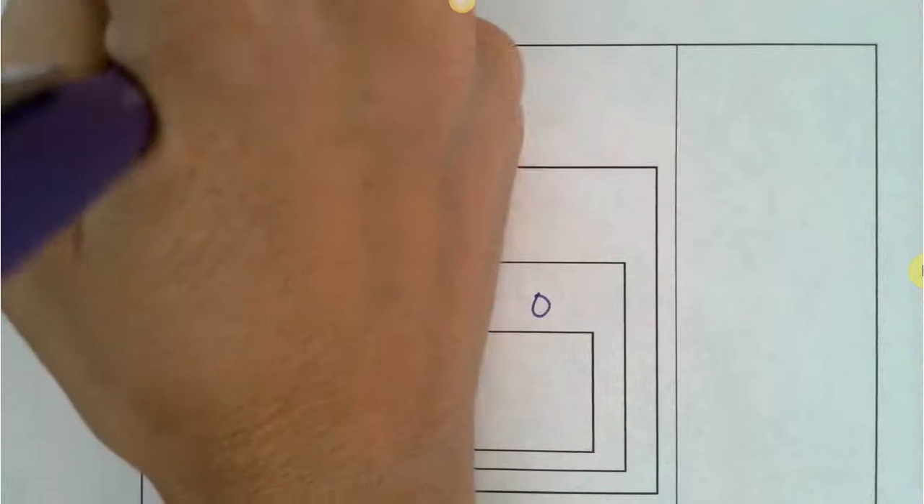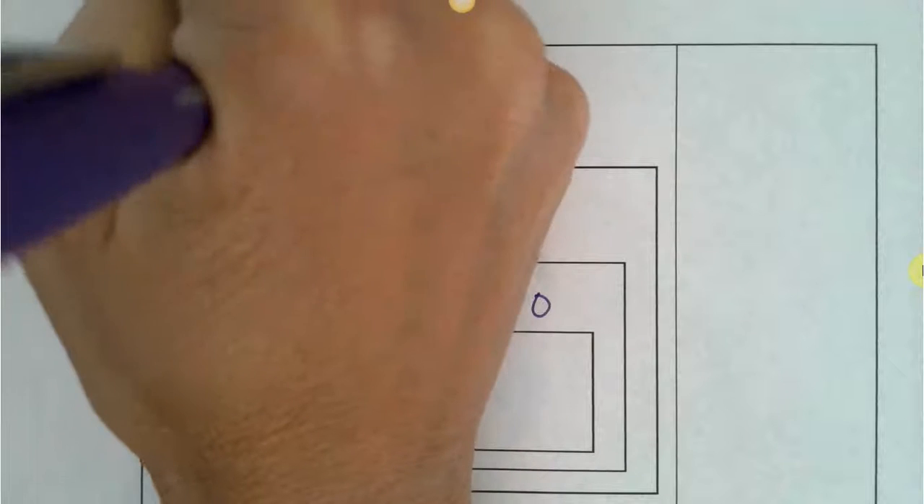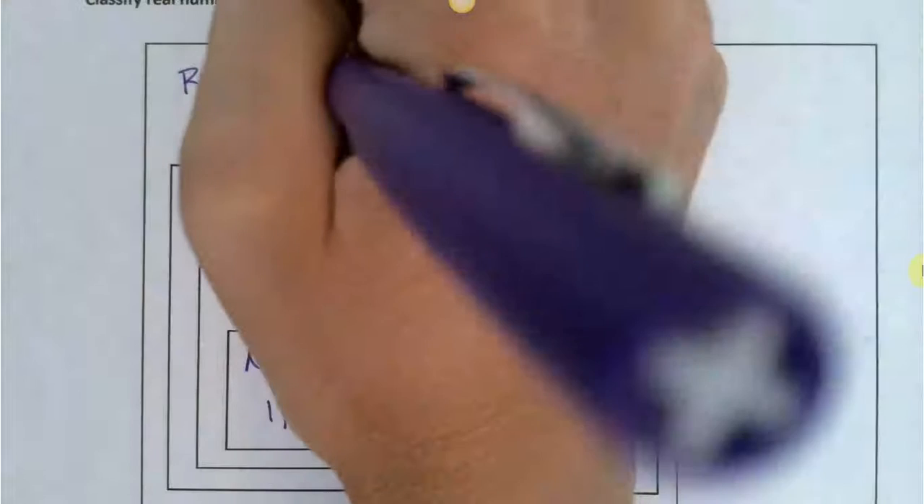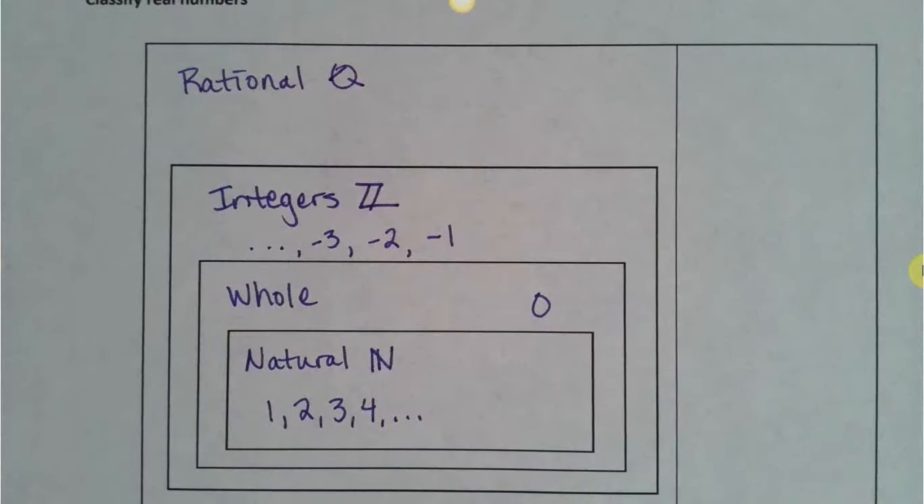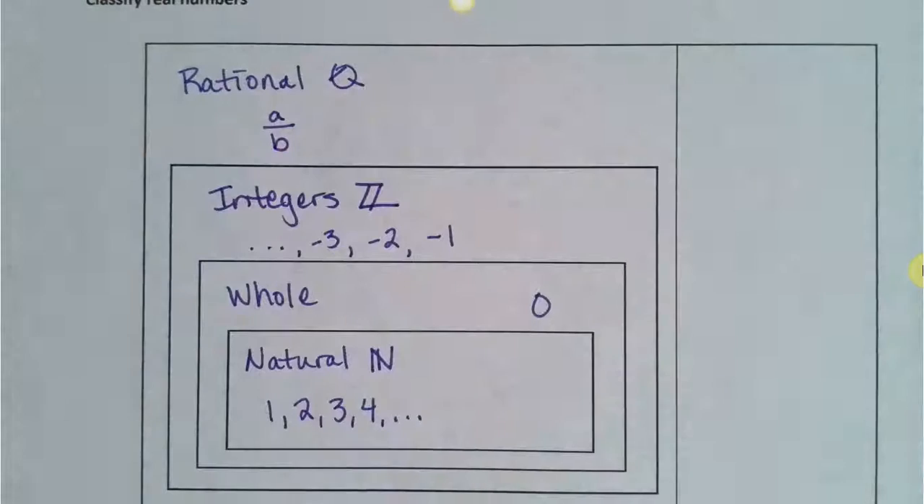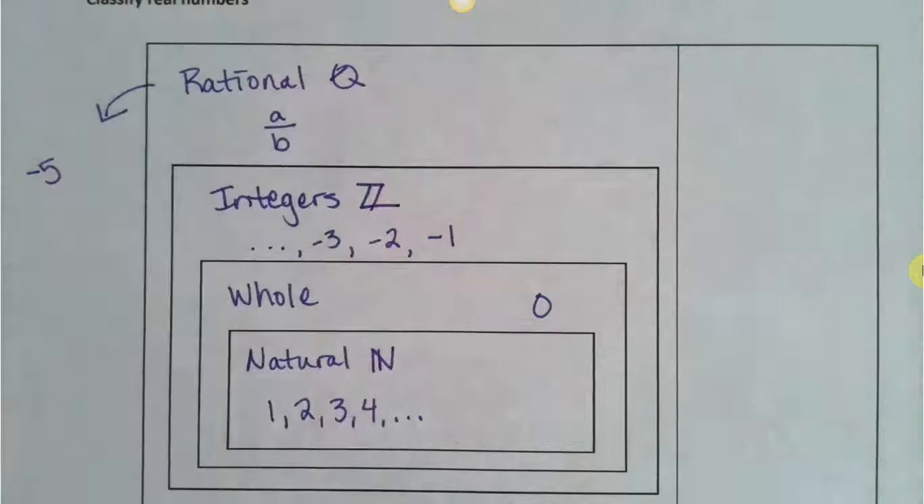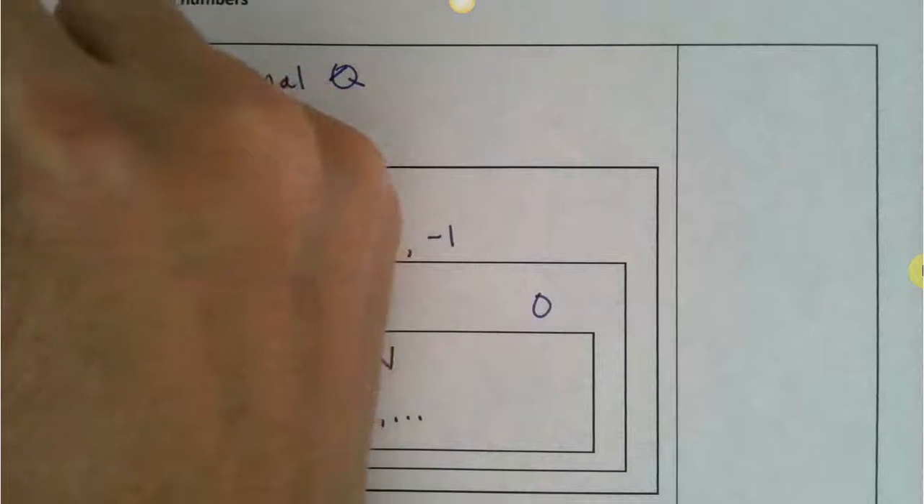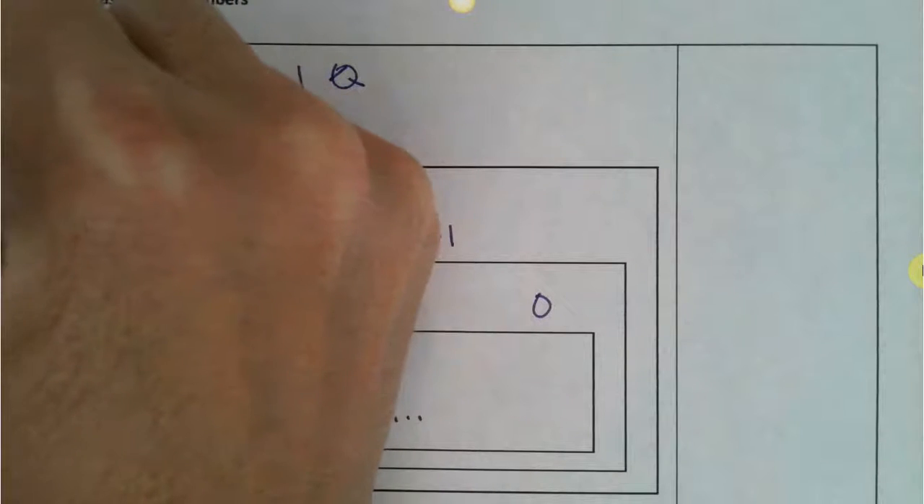And then the next layer out represents the rational numbers, denoted with a bold Q. A rational number is any number that I can write as a fraction. So I will represent that as a over b. Now, the thing to notice here is that rational numbers also include the integers, because we could take, say, -5 and turn it into a fraction by putting it over 1.